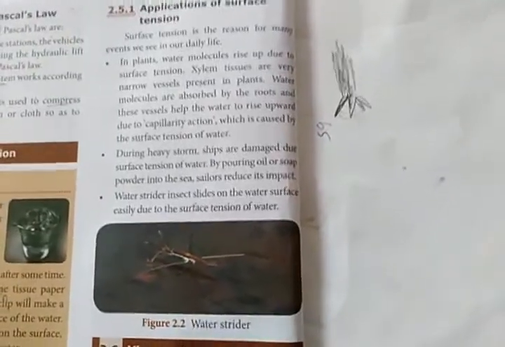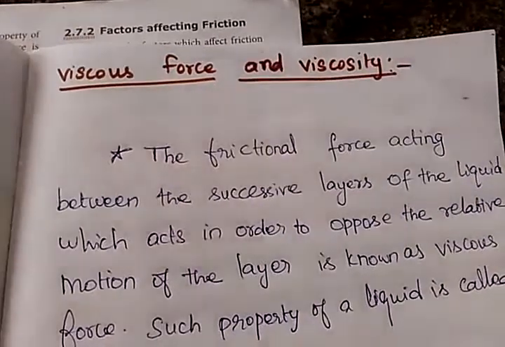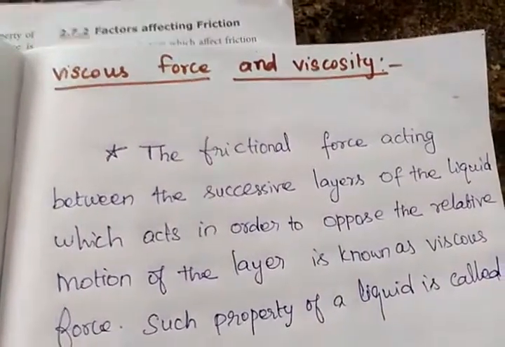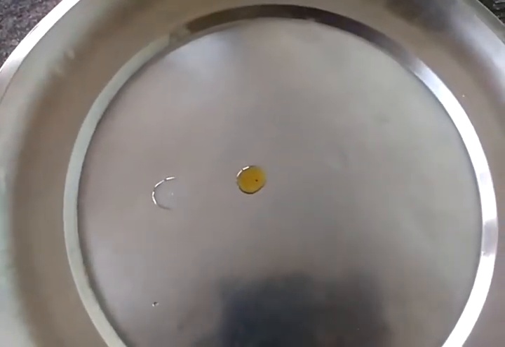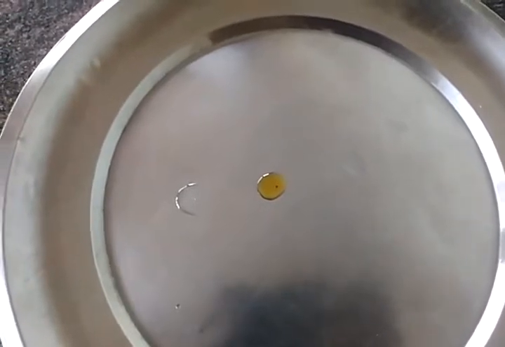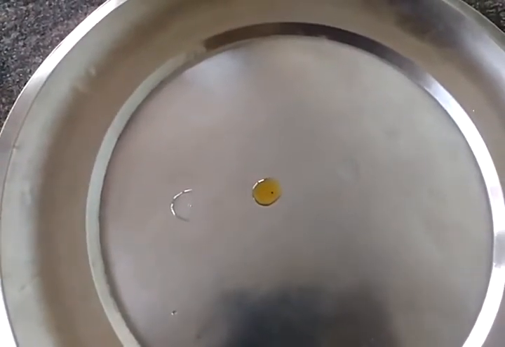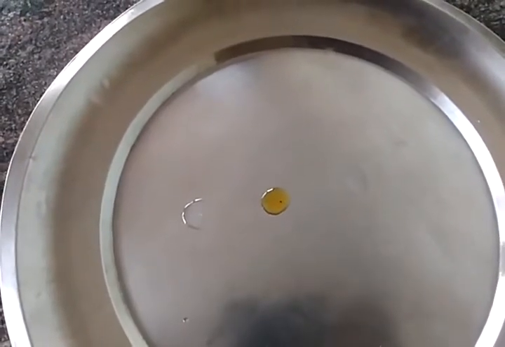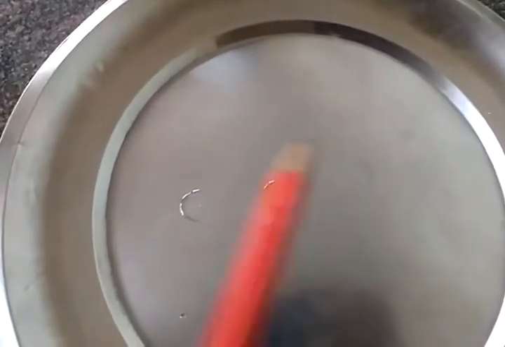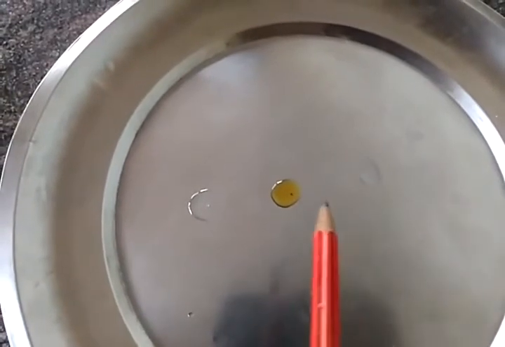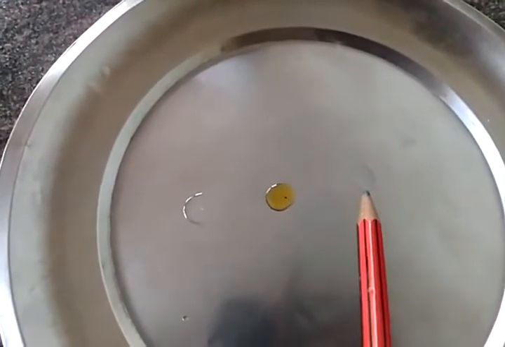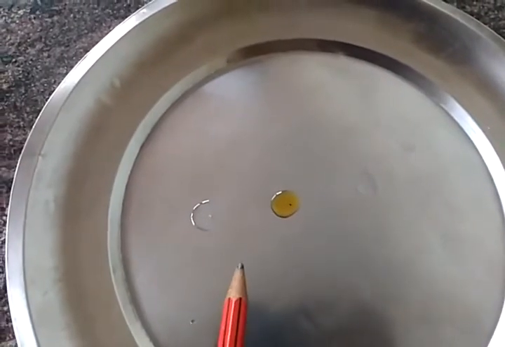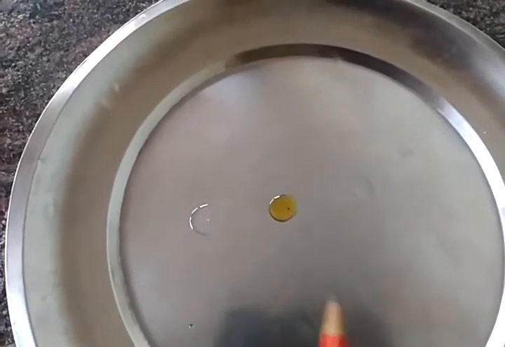Okay, students, next we see the topic viscous force and viscosity. Here we do some activity. Take a small quantity of different kinds of liquid like coconut oil, honey and water. Here we see this is coconut oil, this is honey and this is water. Place 1 drop of each liquid on a separate glass plate.